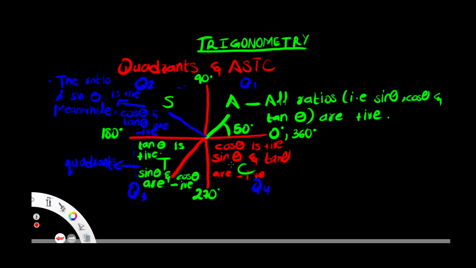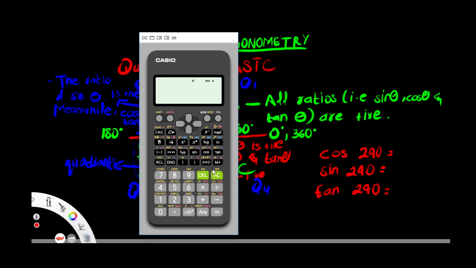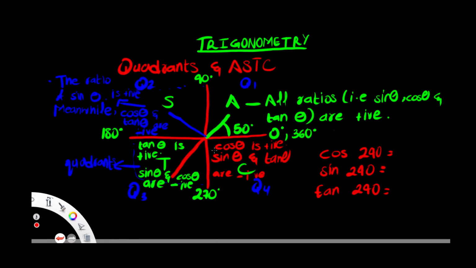So let's say, since this is 270 to 360, let's say cos 290, sine 290, and tan 290. So cos 290 must give us a positive value, while the other two must not give us a positive value. So cos 290 gives us a positive value, which confirms our claim. Sine 290 gives us a negative value, which once again confirms our claim. And lastly, tan 290 once again gives us a negative value. So this is essentially ASTC.